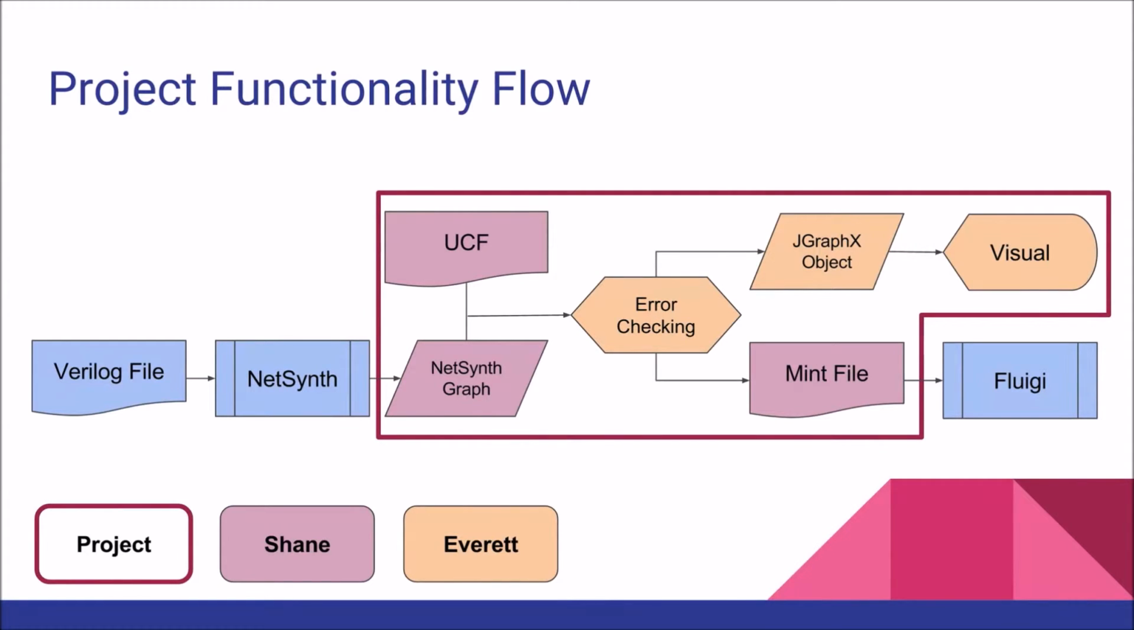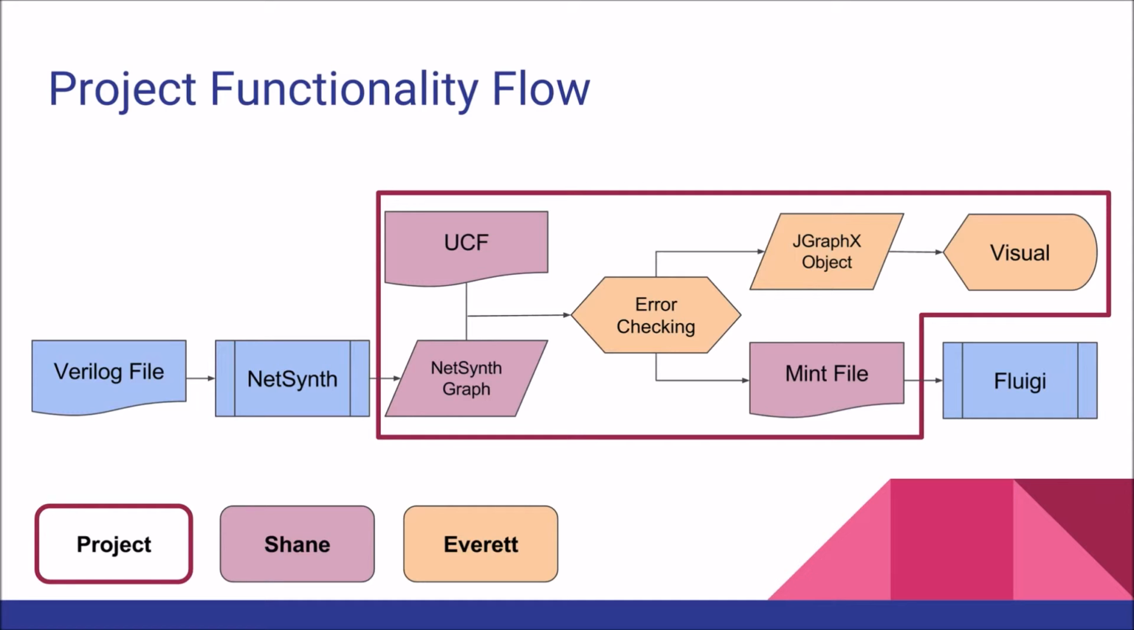So now we understand the goals of the project, what we inputted, what exactly the project does, and what comes out of it. But how is it doing this work exactly? Briefly, this flowchart describes the project's workflow. Boxed in red is exactly what we did for the project. So, the Verilog file written by the user comes in, gets run through a netlist creator called NetSynth, and then we take NetSynth results and create our custom graph from it.